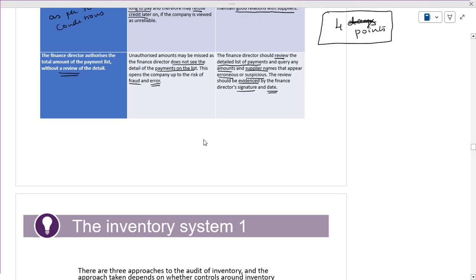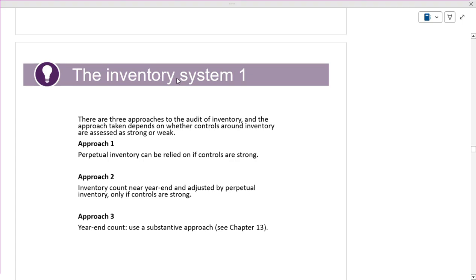Fine. Next, we'll complete this. What is the inventory system? When you are using and receiving, how will the inventory work? How will people do the inventory? There are 3 approaches to audit inventory. A very, very important topic. I am putting a star at the beginning only. It doesn't mean that purchases is not important. Don't ask me that question.